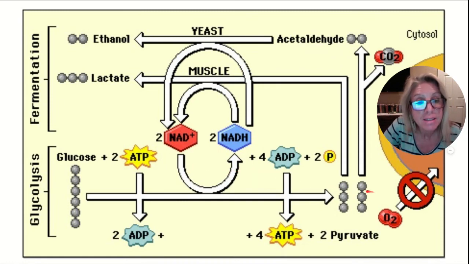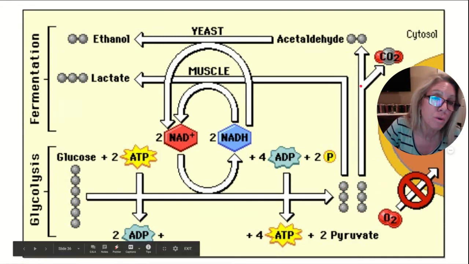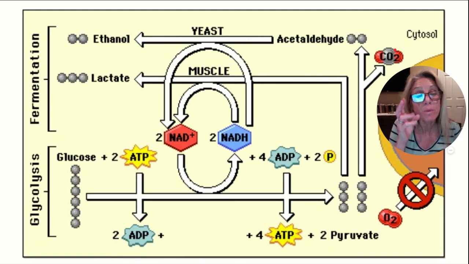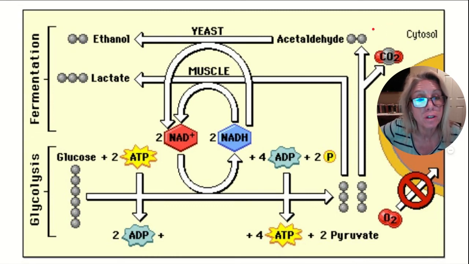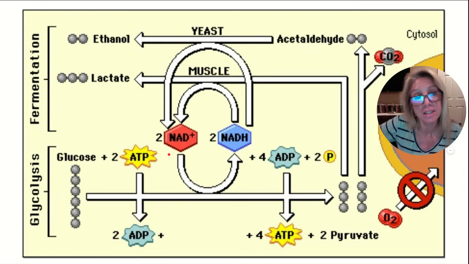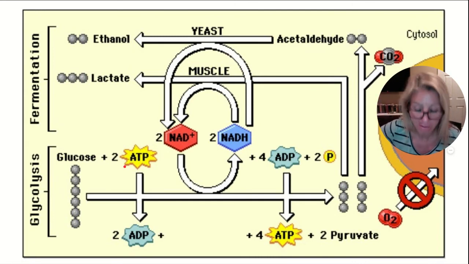Other organisms, plants and yeast, take their two pyruvates and pull a CO2 off each one. When yeast do this, what does it do to the bread? It causes the bread to rise, right? And then they reduce it down into alcohol, also oxidizing their NAD, just a different strategy. Now, why doesn't your bread taste like alcohol? Because the oven is hot and it evaporates the alcohol off.